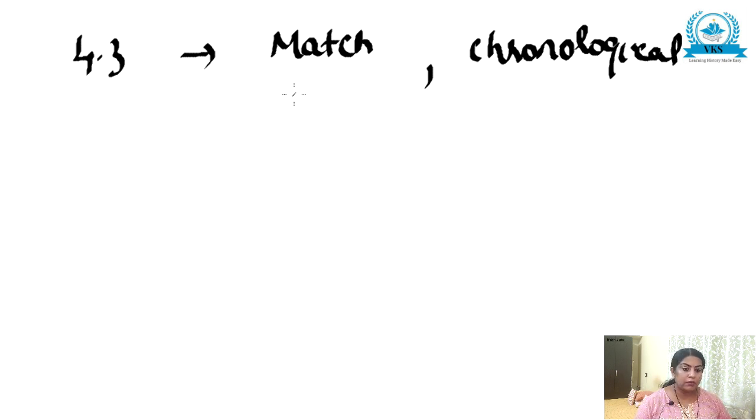In match the following they can ask capital of Mauryas, and on the other side they can give the places, or royal emblem of Mauryas. All these kinds of questions can come from Mauryas. Match the following and chronological order questions can come from chapter 4.3.